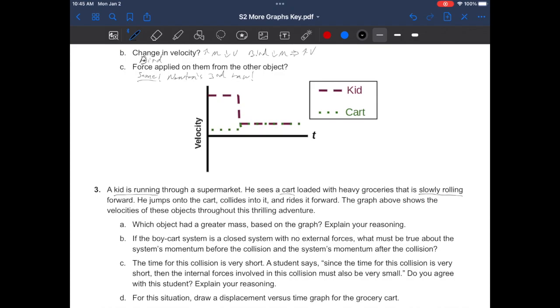Explain your reasoning. Again, a larger mass is going to have less of a change in velocity than a smaller mass. Think of a car hitting a bug driving down the highway. The car doesn't really have a change in velocity, where the bug would have a huge change in velocity. So a larger mass, less of a change in velocity. So which one has a greater mass? It's going to be the one that had the least change in velocity. So the cart is going to have the greater mass.